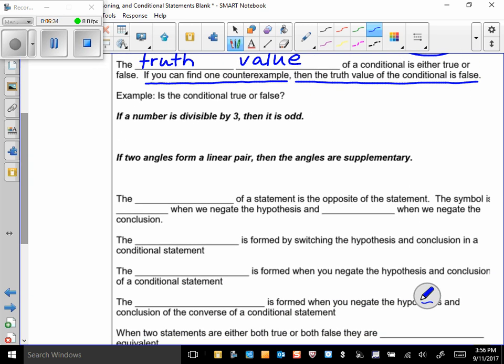If a number is divisible by 3, then it is odd. Is this true or false? It's false. How come? If I say it's false, then I need to provide a counterexample. So my counterexample could be 12, right? 12 is divisible by 3, and it's not odd, it's even.